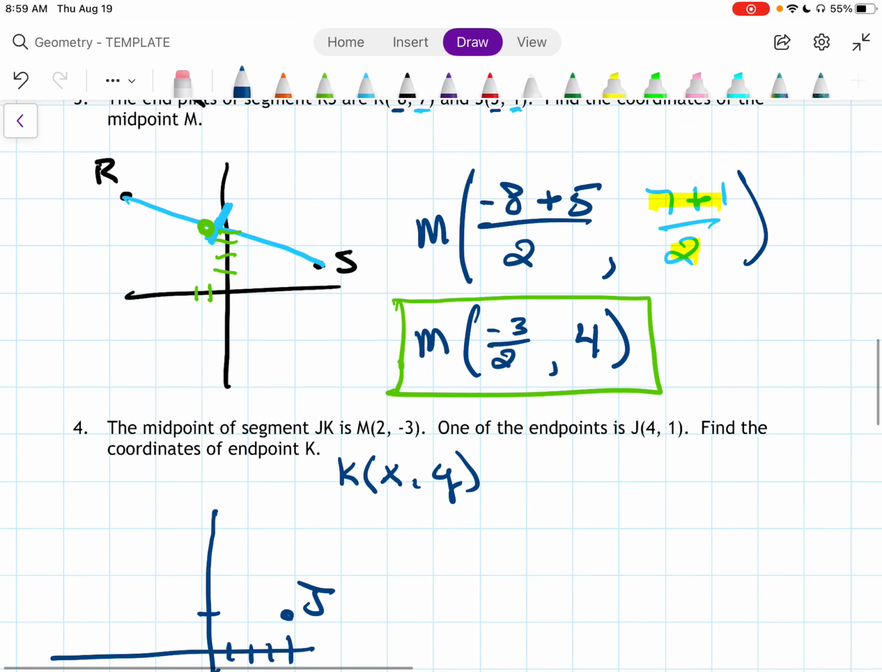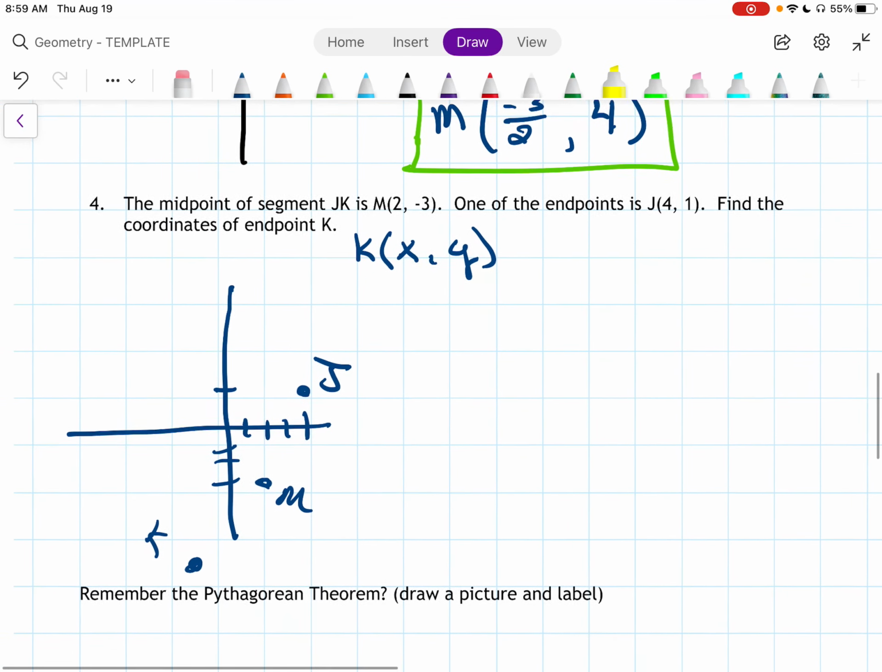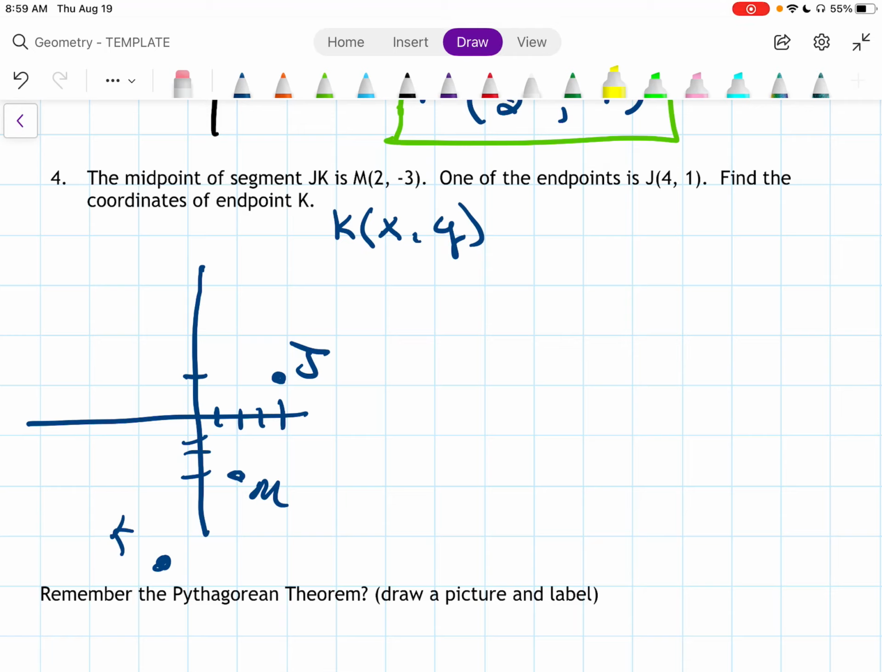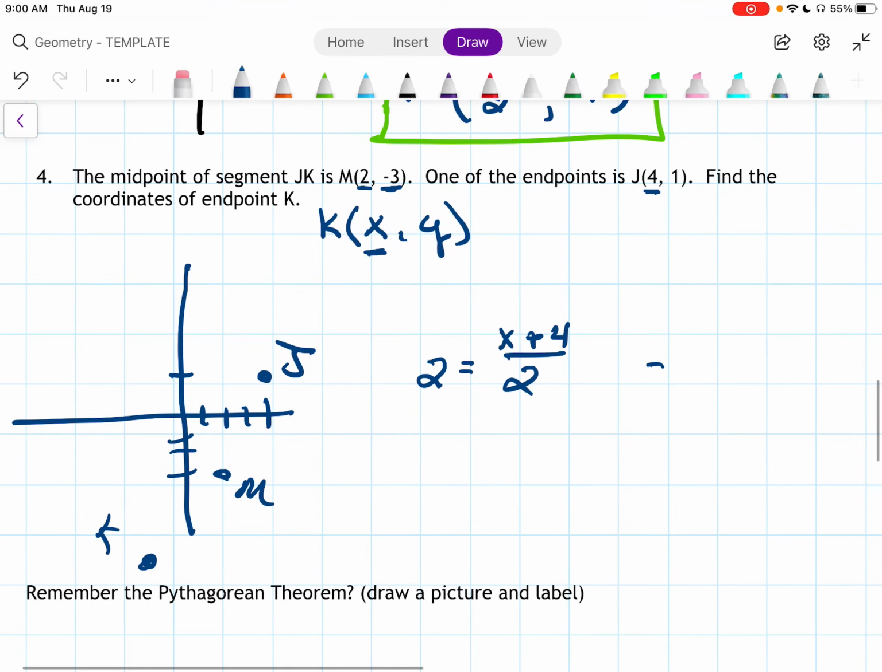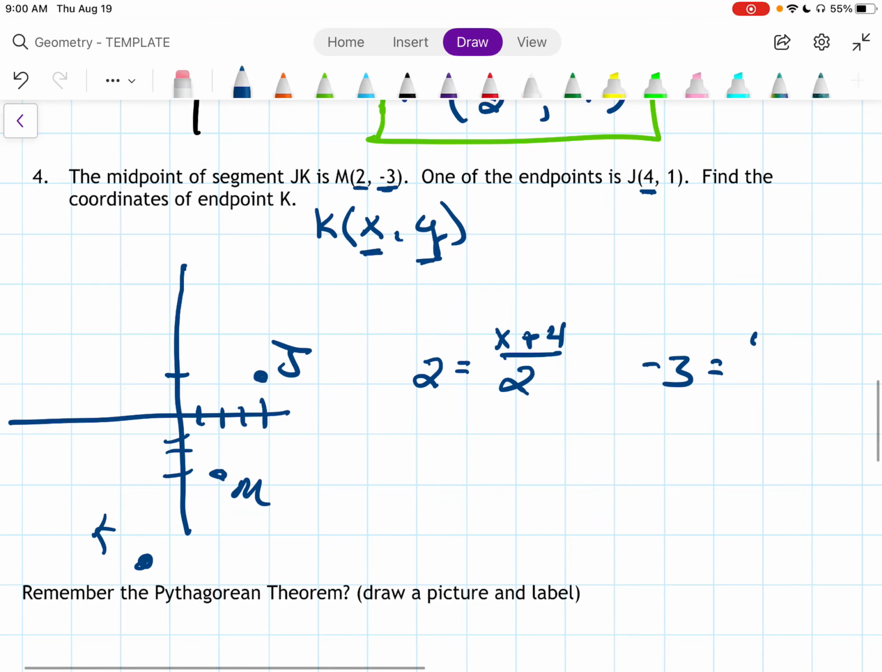I know that the midpoint, I'm going to first start looking at the x's here. The midpoint M is the average of my x values. So I'm going to take 2, I know that's what I got, that's my midpoint. The midpoint is my x's added together divided by 2. So I'm going to have one of them being x, one of them being 4, divided by 2. All right, and we're going to have to solve that, but I'm going to write my y next. For y, I have -3. That's going to be equal to my two y's added together. One of them is just a plain old y, and the other one's a 1, divided by 2.